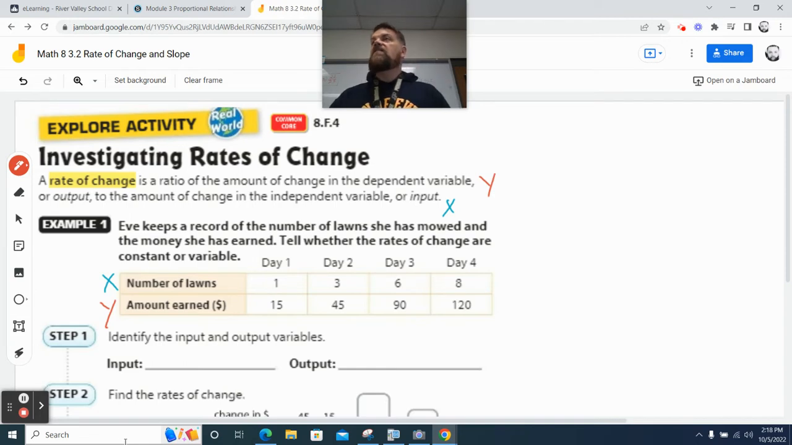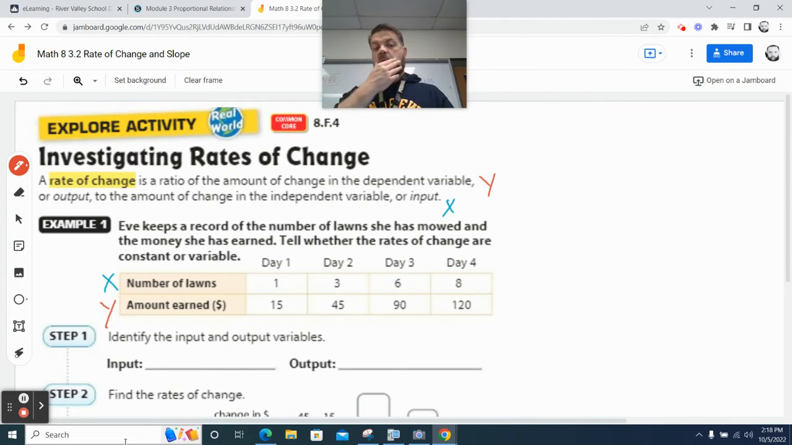Now, in a fancy math class, we'll say x or the independent variable is arbitrary, that you can pick. Arbitrary is a fancy word that means that you randomly pick. In this particular case, Eve can choose to mow 1 yard. Eve can choose to mow 5 yards. And the amount of money she makes depends on how many yards she mows.